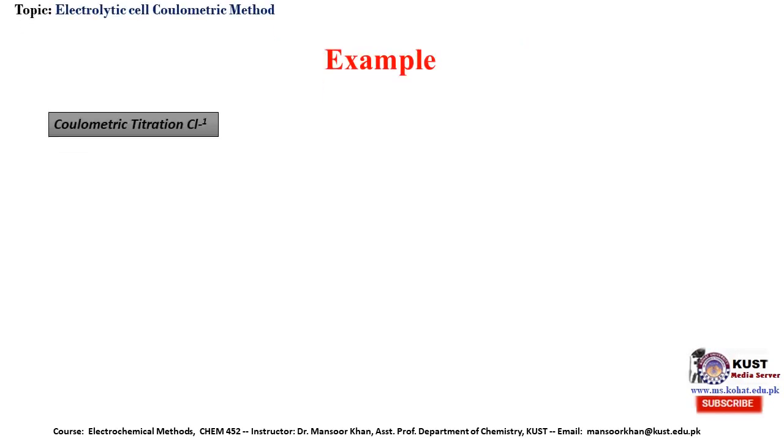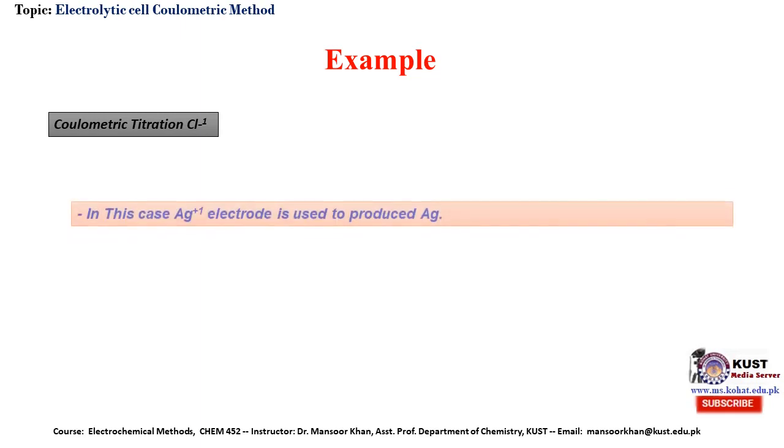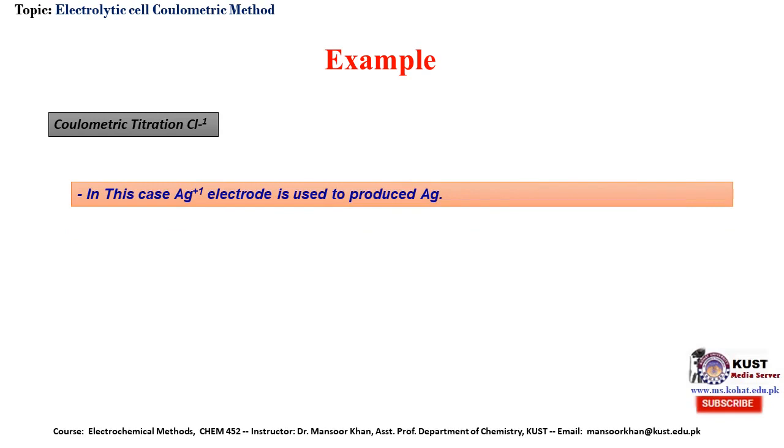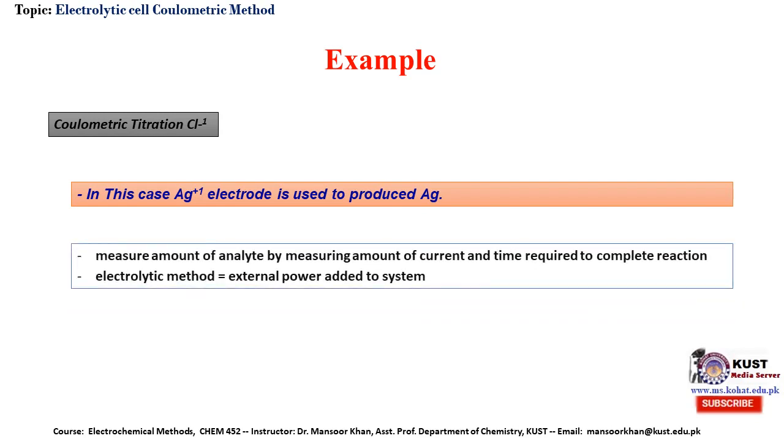We will also take examples of coulometric methods in order to understand the method fully. The first one is coulometric titration of chloride. In coulometric methods for chloride, we take a silver electrode to produce Ag. The silver Ag is immersed in the solution where Ag+ formation will take place. We measure the amount of analyte by measuring the amount of current and time required to complete the reaction. The electrolytic method is equal to the external power, the same as we studied in the previous lecture.